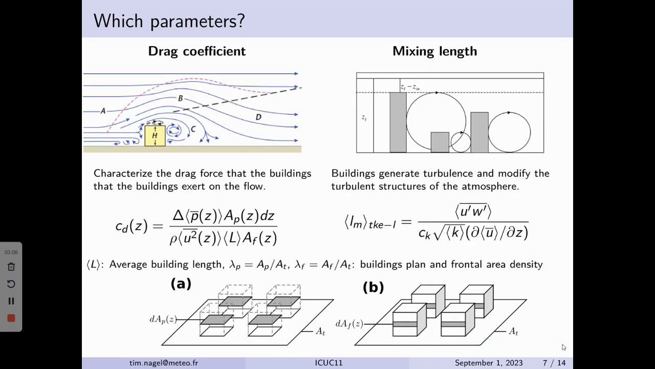The parameters that are derived from these microscale simulations are the drag coefficient, which is diagnosed based on the pressure differences before and after the buildings and the wind velocity, and parameters like building density as a function of height and frontal area density as a function of height. The other parameter is the turbulent mixing length, assuming a TKE-L closure, which is diagnosed based on the momentum flux and the turbulence kinetic energy, the vertical velocity variance.